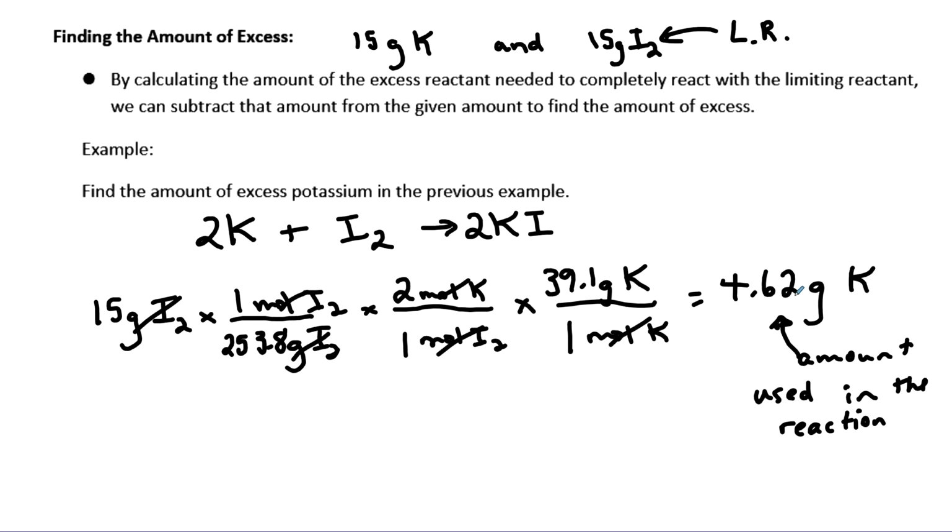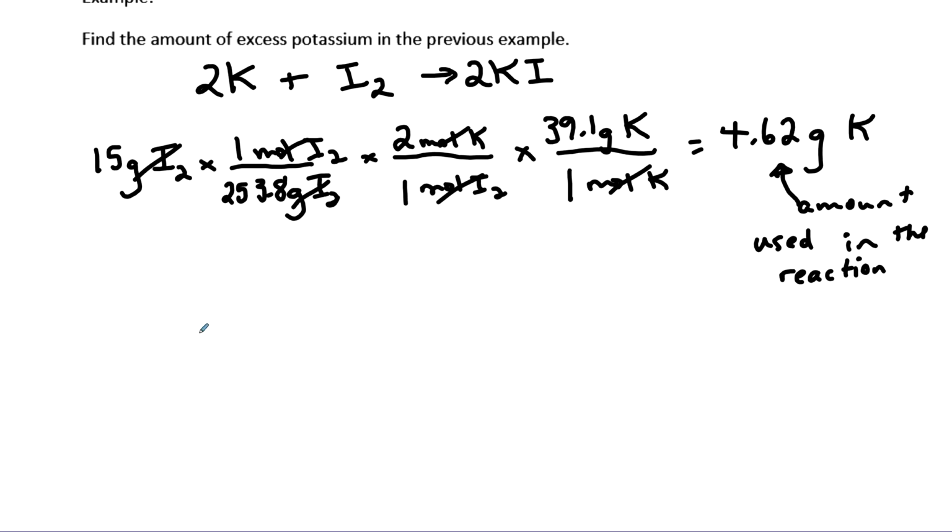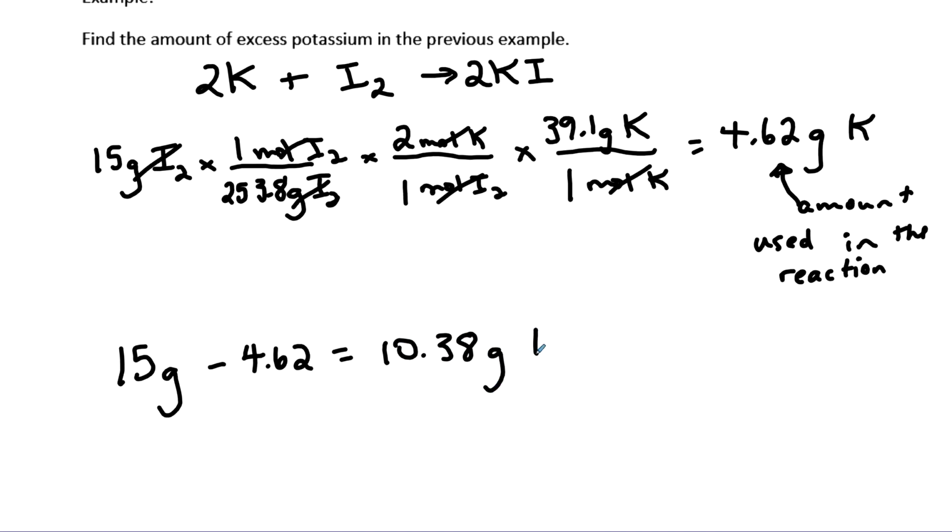So for whatever reason, we added 15 grams of potassium initially, but only 4.62 was used. If we want to find out the amount of excess, which is the amount left over at the end, we take our original amount of potassium and subtract the amount that was actually used in the reaction, and what's left over, 10.38 grams of potassium, tells us how much excess we have.